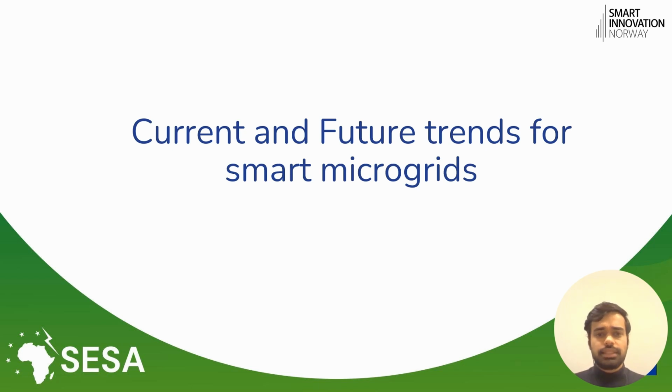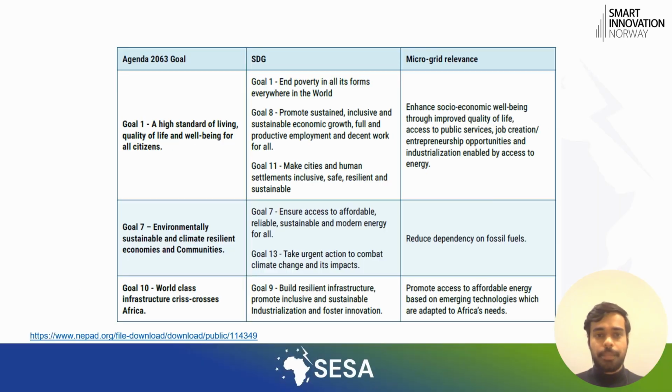Thus, now we look into some trends for microgrids in Africa. As per the targets set by the African Union, the Agenda 2063 goals consider the current sustainable development goals and its relevance for the microgrid domain. Goal 1 aims for high standard of living, quality of life, and well-being for all citizens, and is relevant for enhancing energy access, which leads to socio-economic well-being, job creation, entrepreneurship, and industrialization opportunities.